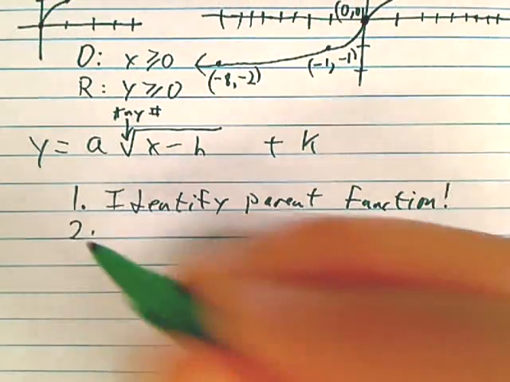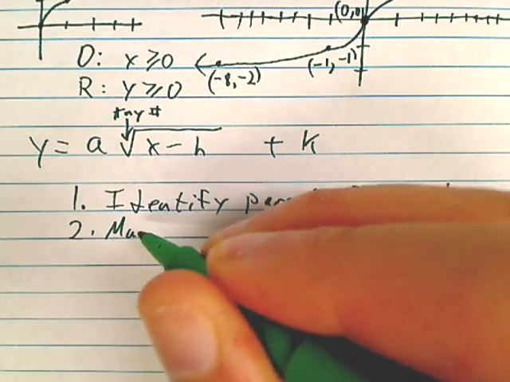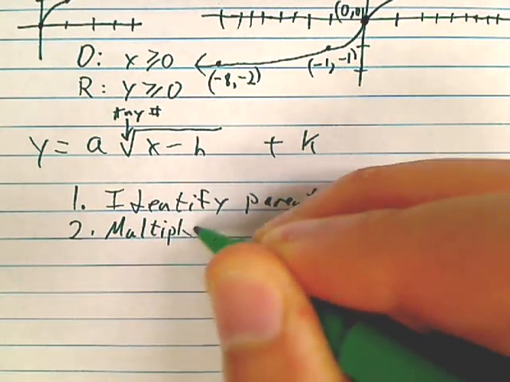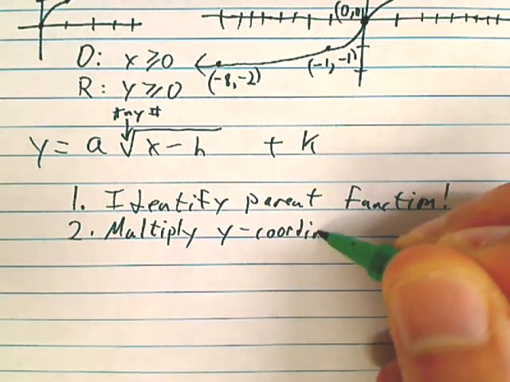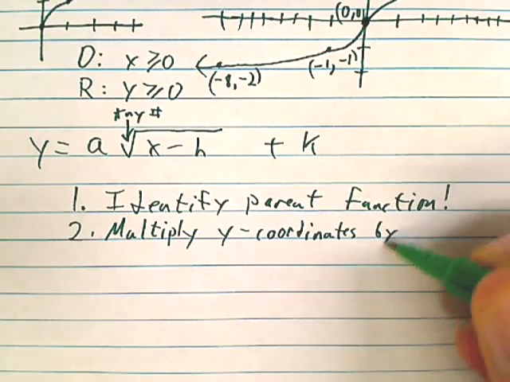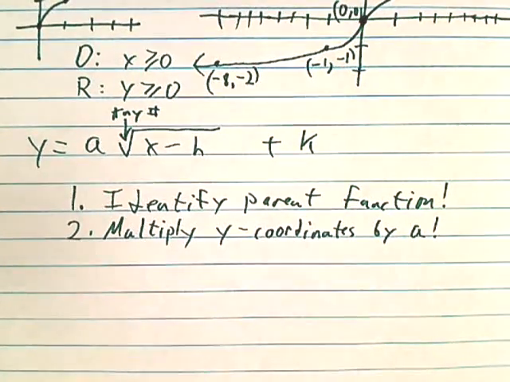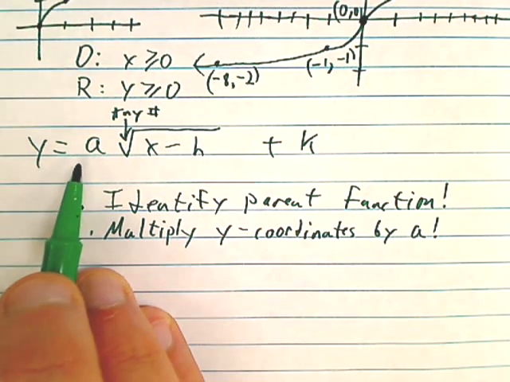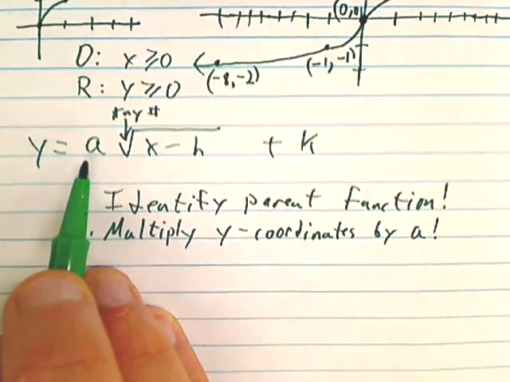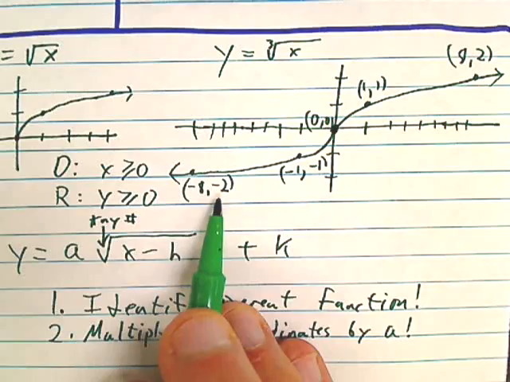Number 2, multiply y coordinates by a. That is, if there is a value of a. If there's no number there, it's like 1, and multiplying by 1 doesn't change anything. So if there is a value out there for a, multiply the y coordinates by a.